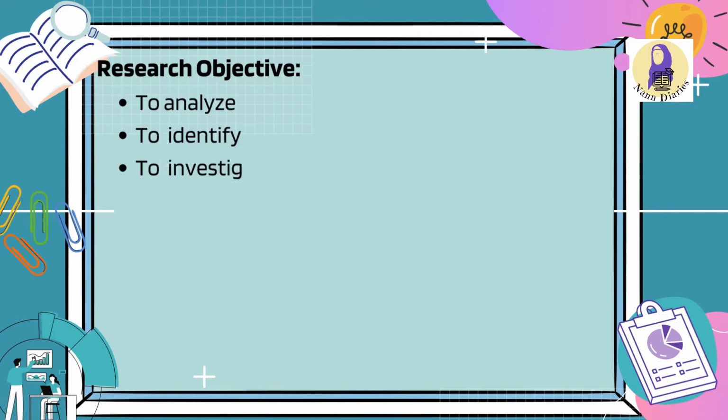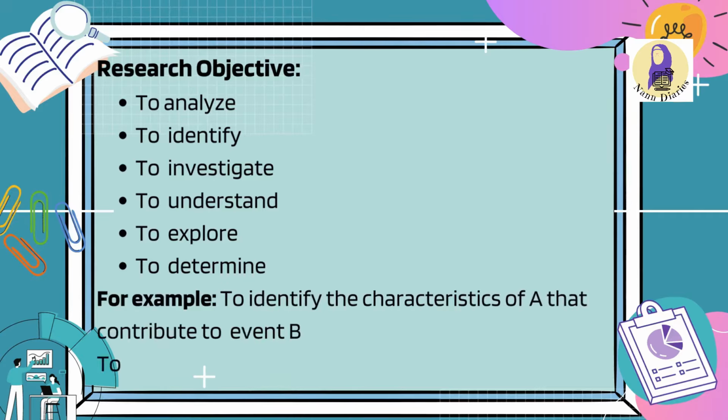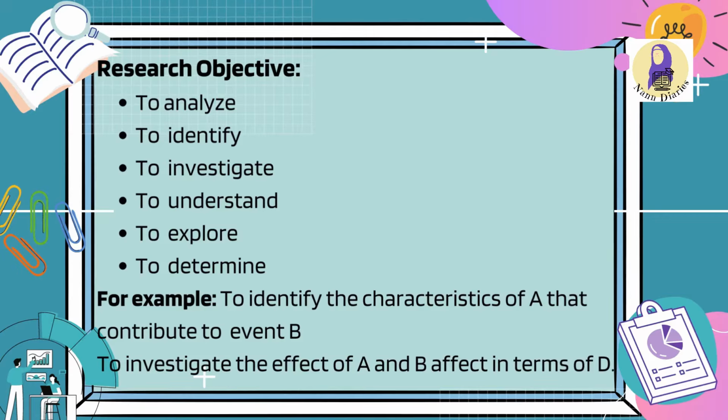And research question is different from research objective. Research objective means it is the target, like step by step. So you want to analyze this, you want to identify this. So these are the keywords you should include.